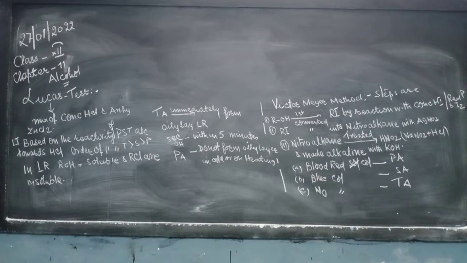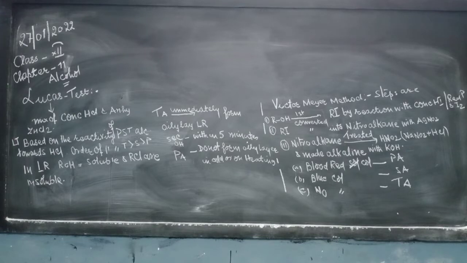Tertiary alcohol immediately forms an oily layer with Lucas reagent. The tertiary alcohols immediately form oily layer with Lucas reagent. Secondary alcohol forms oily layer within 5 minutes, whereas primary alcohol does not form oily layer either in cold or on heating.